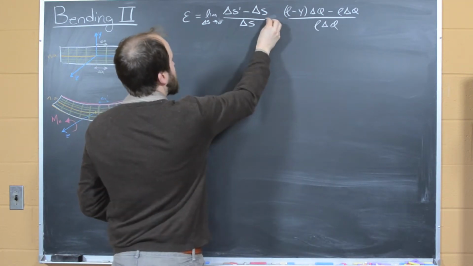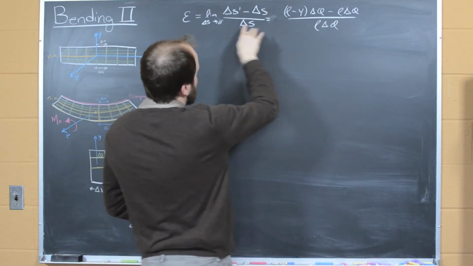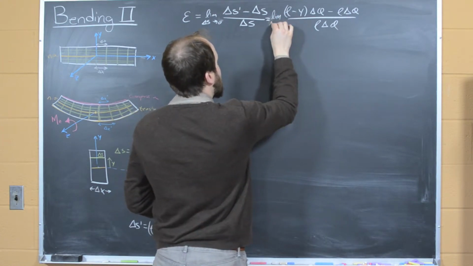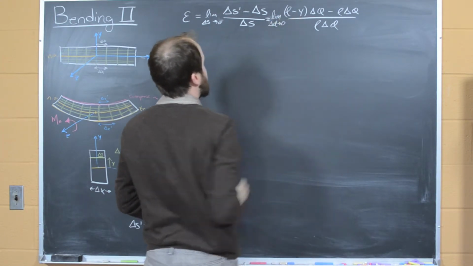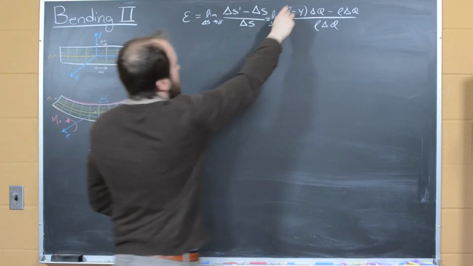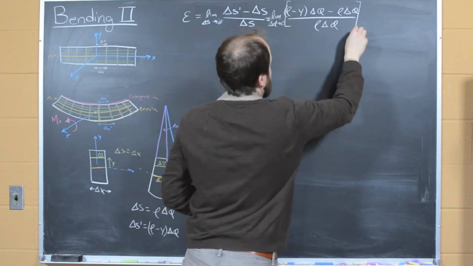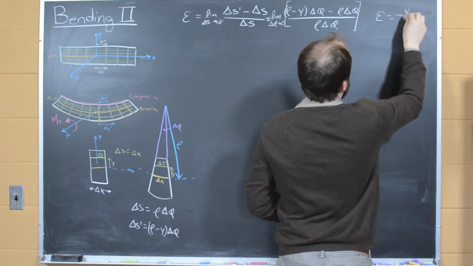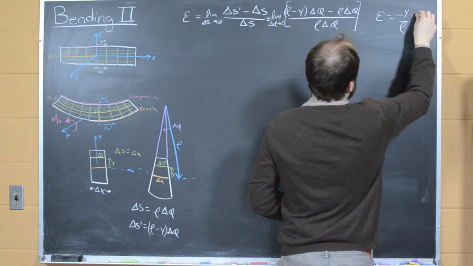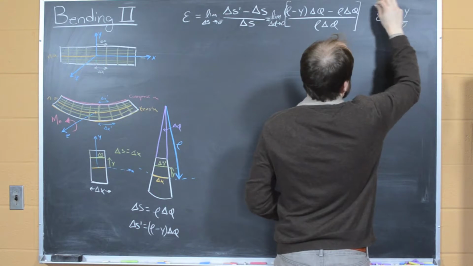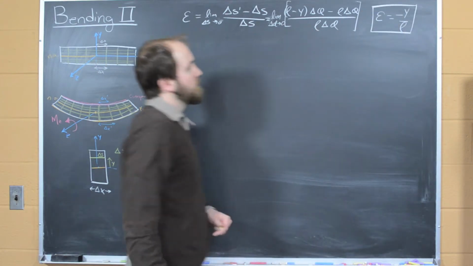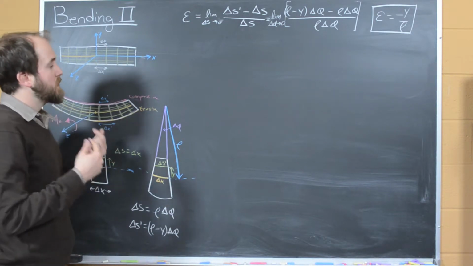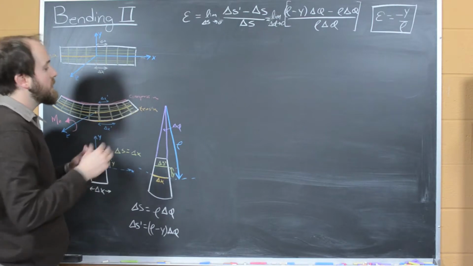And now we've substituted delta theta for our delta s here, and so what we want to do is take the limit of this equation as delta theta goes to 0. If we take the limit of this term as delta theta goes to 0, what we get is that our normal strain will be equal to negative y over rho. And that makes sense. That's completely in line with our initial qualitative description, right?